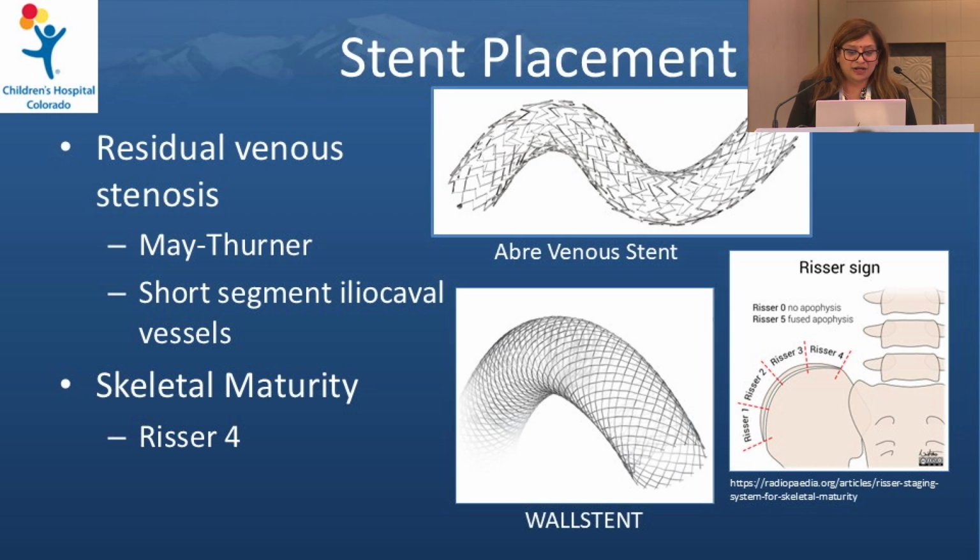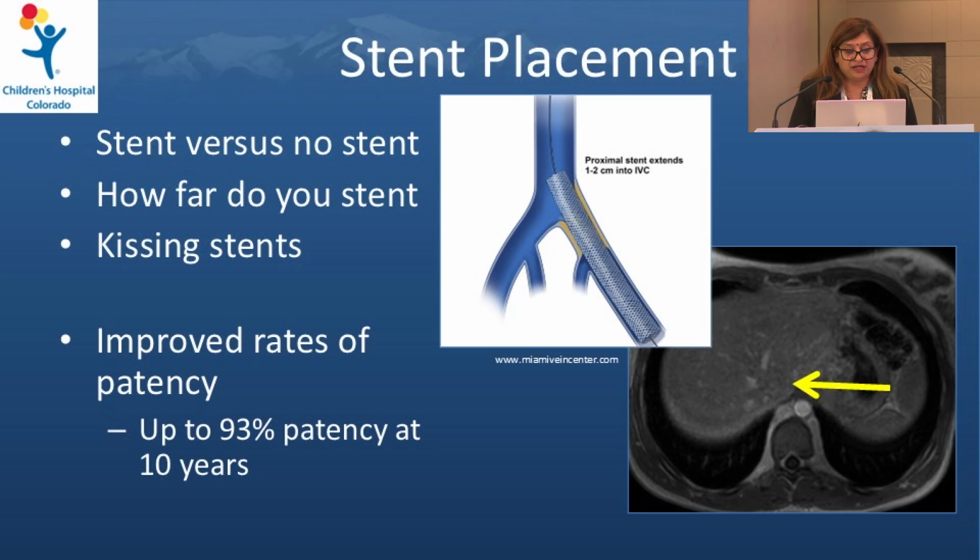So with that, we look at the Risser classification for the apophyseal ossification. And the more medial you get with the Risser 4, the better you are actually stenting the patient. Again, stent versus no stent, how far do you stent the patient, kissing stents, and then we have patients here who actually have no intrahepatic IVC. Is that worth stenting? I'm not sure.